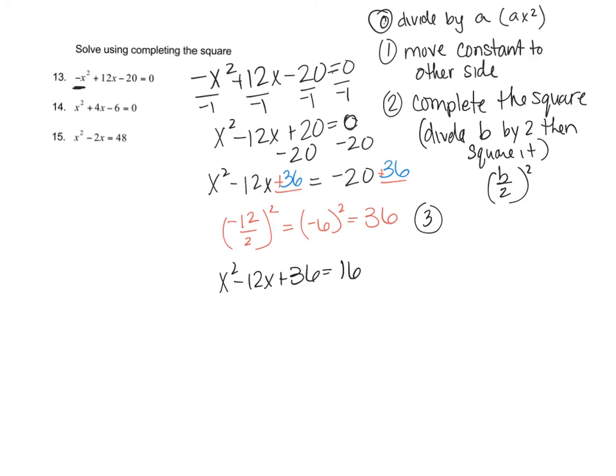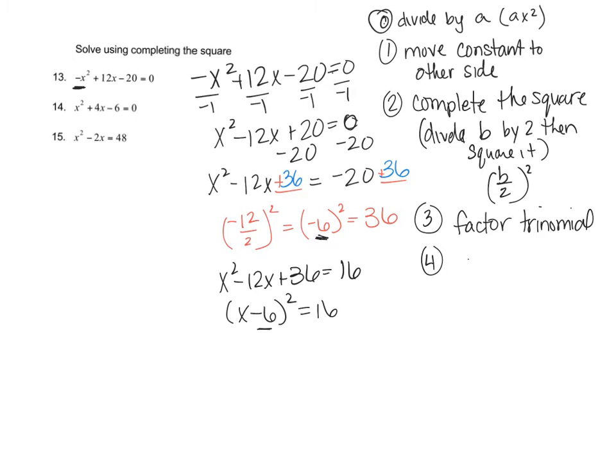So number 3 is to factor the trinomial. I don't want to move the 16 back. It'll get me back to where I started from. So I want to factor x squared minus 12x plus 36. What two numbers multiply to 36 and add to negative 12? Well, x minus 6 squared. Notice that it's this number here that is in our factor, and that equals 16.